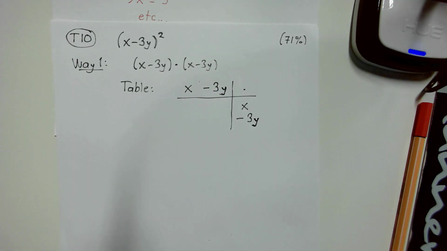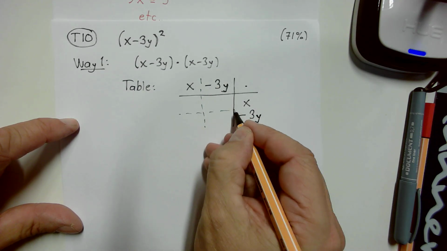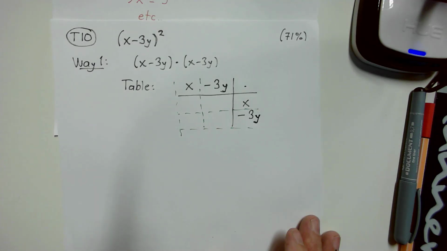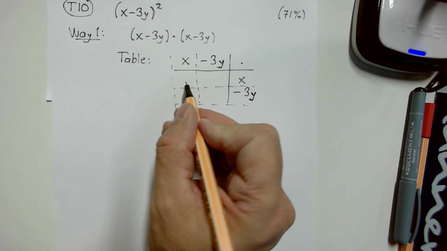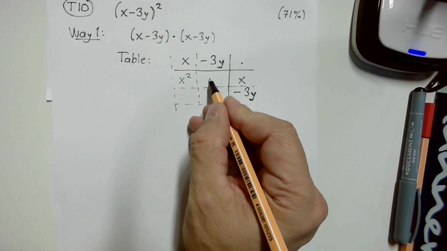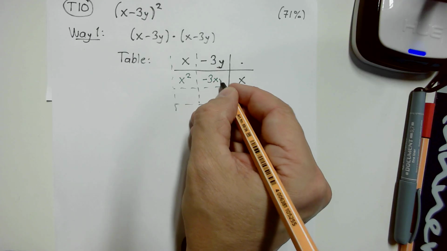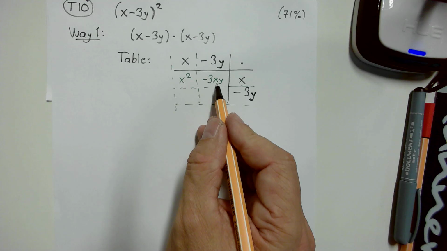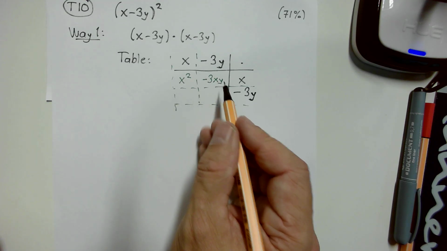And here I will write the table. And let's fill the table together. What will we get here? x squared, and here, yes, minus 3xy. The order is not important, but maybe it's a good habit to use alphabetical order, so x before y.